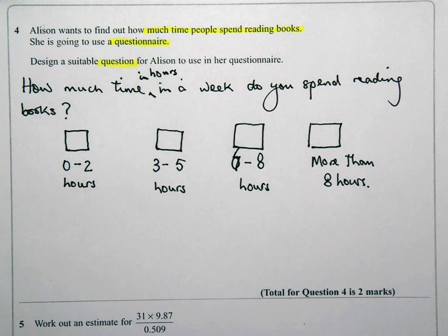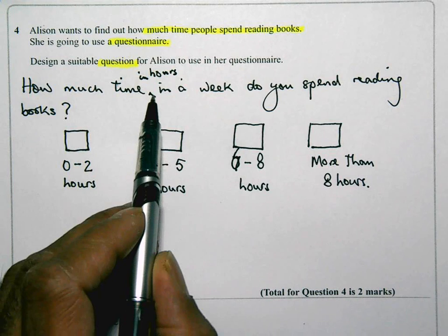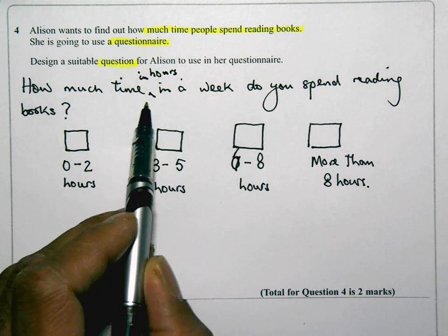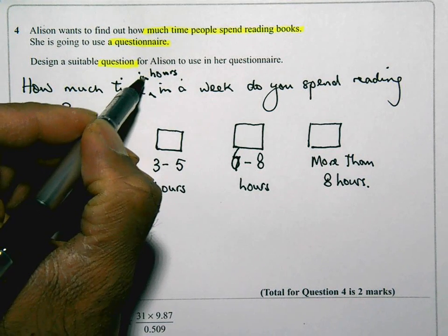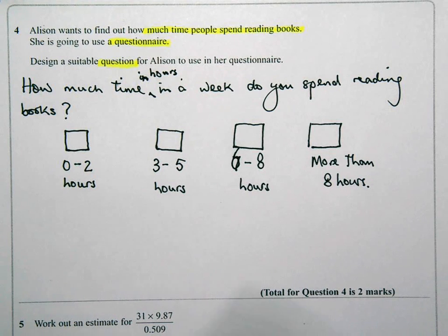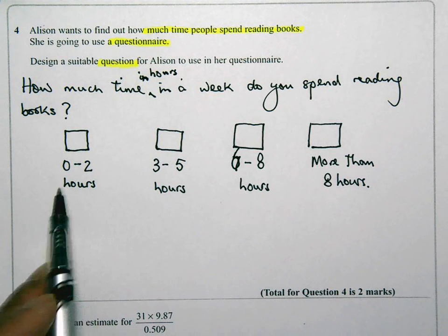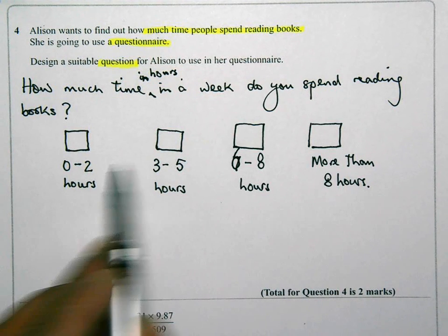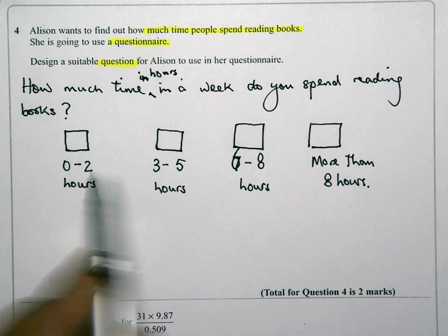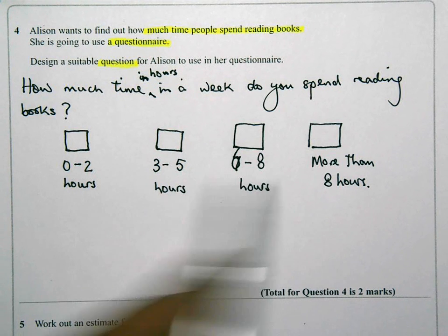So all of those pretty straightforward, but make sure you're a bit more specific than I was over here. So I'll put how much time in hours, right, in a week do you spend reading books, or you could rephrase it to how many hours in a week do you spend reading books. These option boxes here, notice that they're not overlapping, so there's 0 to 2, 3 to 5, 6 to 8, and leaving them as just a dash, that is adequate.